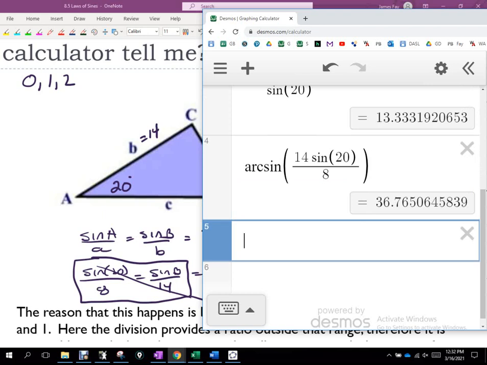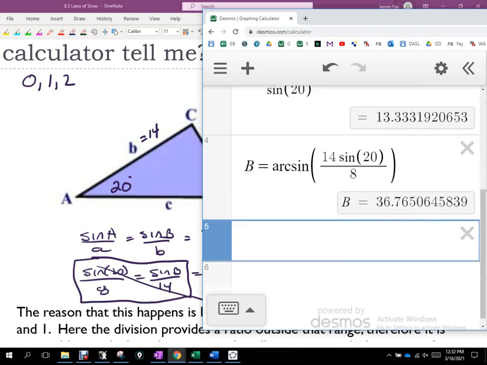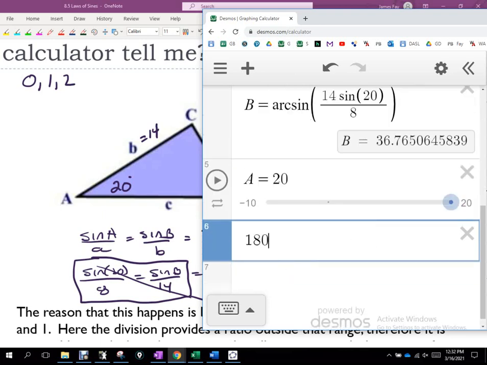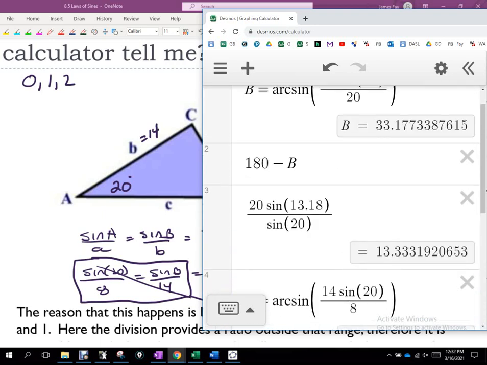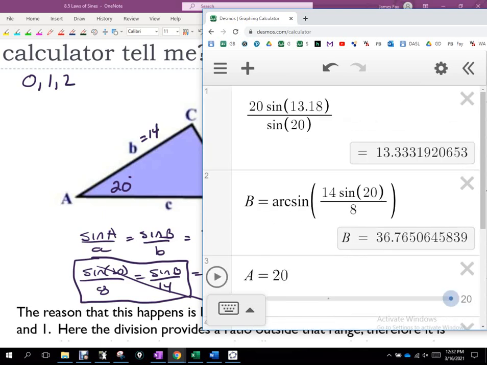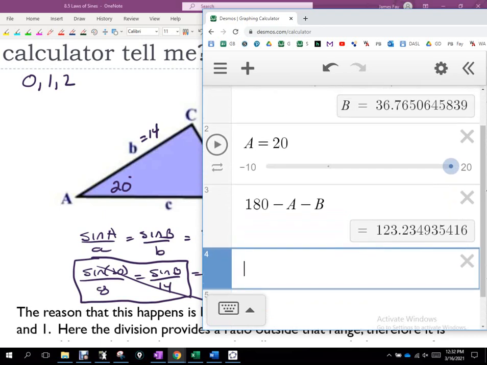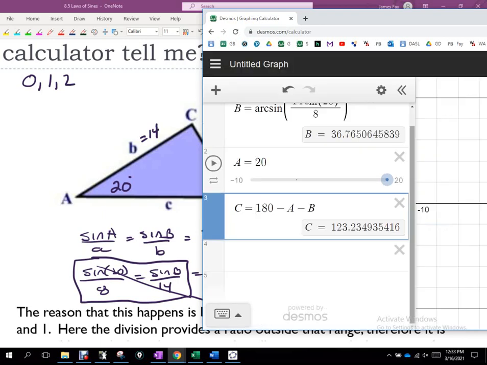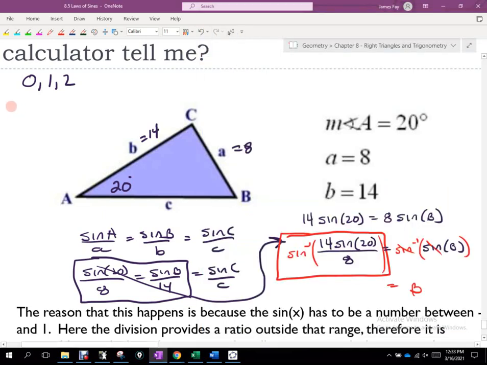I'm just going to call that B. I'm going to take the angle A, which was 20. If I take 180 minus A minus B, I think I got B listed several times here, so let's get rid of those. Okay, we get 123 degrees for our third angle. That would be angle C. Does that make sense, everybody? So right now, we could have those three angles in our triangle. Okay, so that would be one solution.